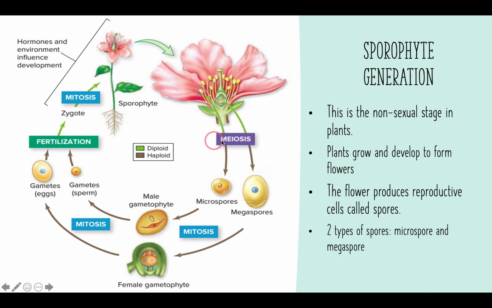So as you can see in this diagram, it is in this region where we can find the sporophyte generation. As plants mature, they bear organs that function for reproduction. In the case of angiosperms, it is the flower. Now, this flower produces reproductive cells called spores. These spores are of two types, the microspore and the megaspore. The microspore is the reproductive cell that gives rise to the sperm cells for males, and the megaspore is the reproductive cell that gives rise to egg cells for females.